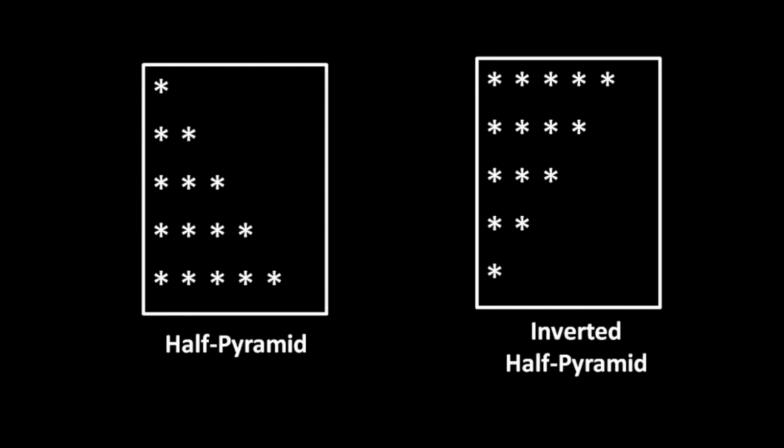Before generating these two patterns, let's know their names. The pattern on the left-hand side is generally known as a half pyramid. Similarly, the one on the right-hand side is known as an inverted half pyramid. We will be generating these two patterns in C using a nested loop.